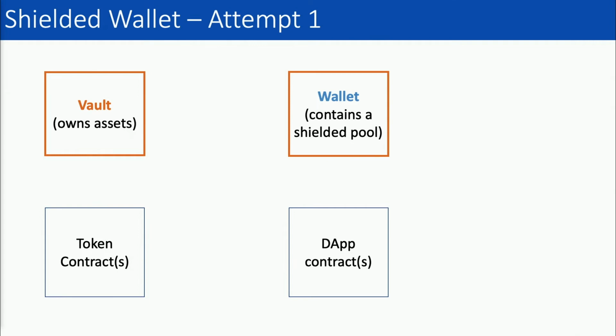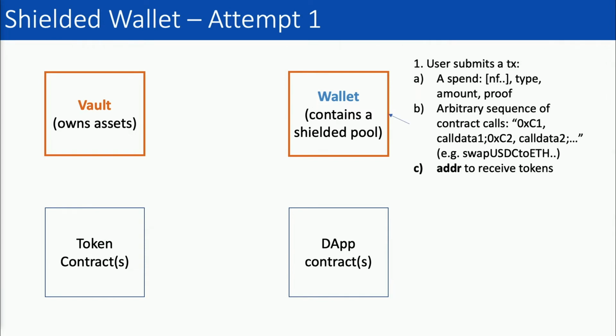Let's do something a little bit more sophisticated, which is that we will split the contract into two parts. One is called the vault. One we call the wallet. The vault will actually own all the assets of the shielded pool, and the wallet still records the Merkle tree and so on and so forth, and will carry out the calls.